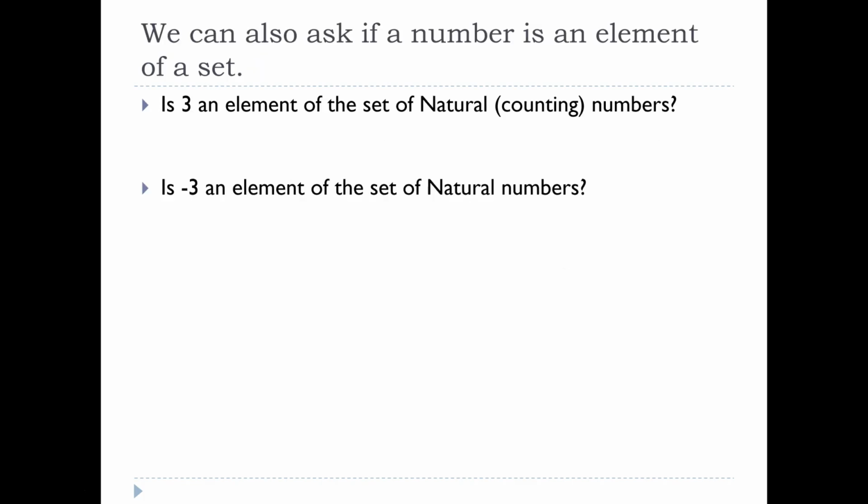So now I have a question for you. Is 3 an element of the set of natural or counting numbers, the numbers we use to count? And how about -3? And how would you write that in set notation? So for the first one, pause for a second, think about it. For the first one, yes, 3 is a counting number, and we would write this. 3 is an element of, and then we'd write curly braces to show a set, and the ... means it keeps on going into infinity, and we don't want to write them all down.